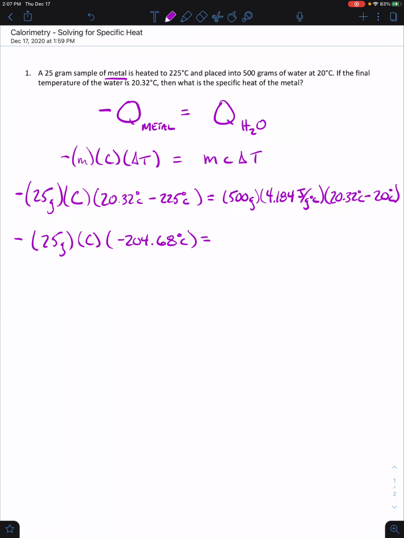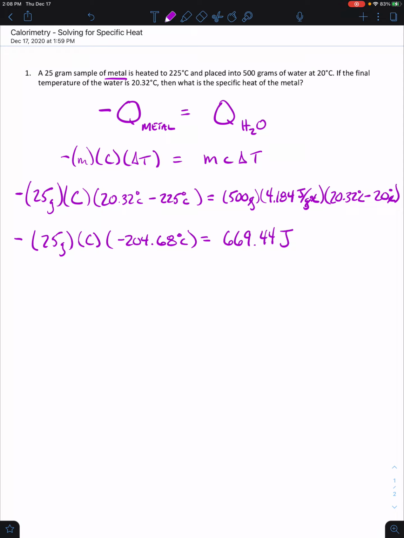There's no variable attached here. So we're just going to multiply straight through. So 500 times 4.184 times 0.32. So you should get 669.44, and our unit on this is going to be joules. The grams cancels out because that's in the denominator, and the degrees Celsius also cancels out.